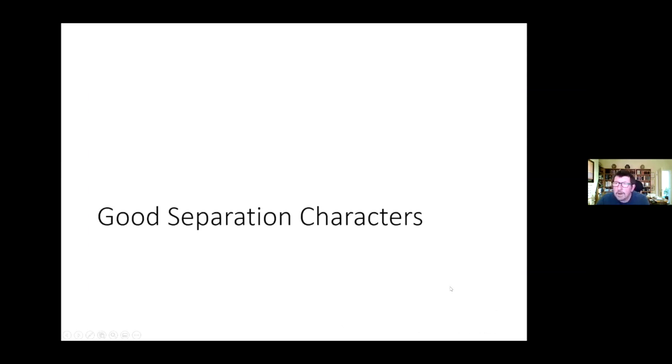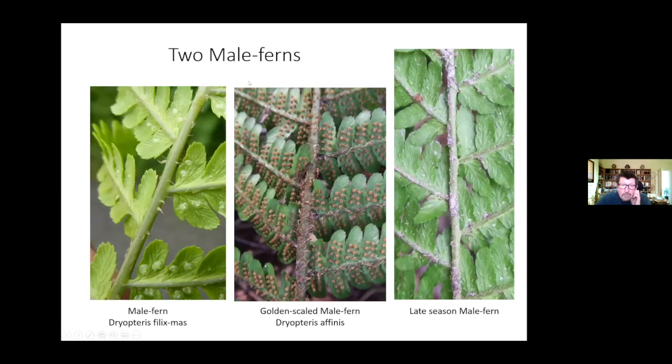Right, some good separation characters, some species which are often a bit muddled up. Right, 2 male ferns. Male fern Dryopteris filix-mas and golden-scaled male fern Dryopteris affinis. People do muddle these up a bit in the field, but they're quite easy, really. What you do is turn the fern over again. Remember, turn the fern over. And what you'll see, where the pinna here joins the main rachis, there's just green tissue in Dryopteris filix-mas. In the golden-scaled male fern, there's a black mark.